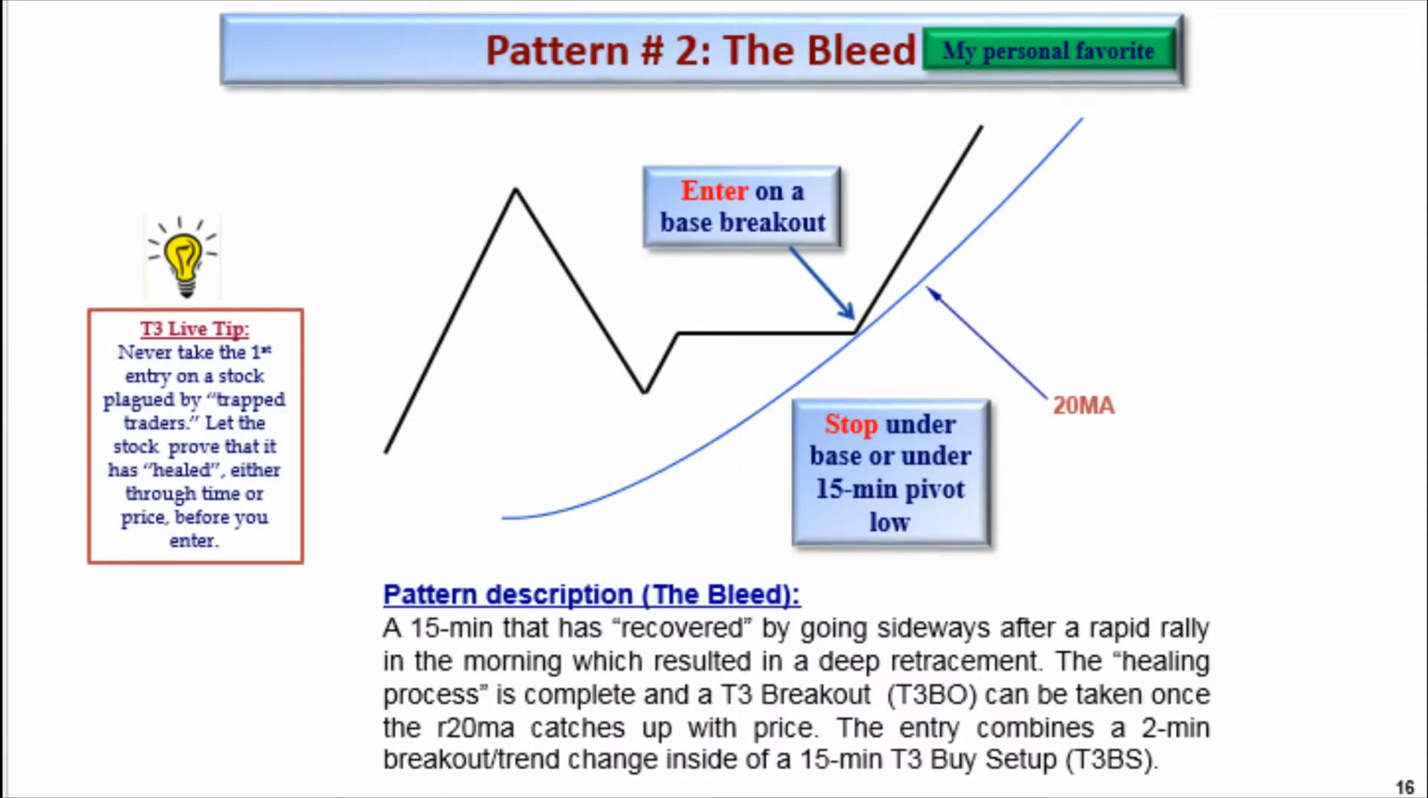The second pattern is my favorite, and it's called the bleed pattern, where the stock pulls back, but if the pullback is deep, like this one was, you want the stock to correct only 40 to 60%, so maximum of, let's say, here. Instead it pulled all the way down to there. If the pullback is deep, all these people that bought it on the way up are now underwater.